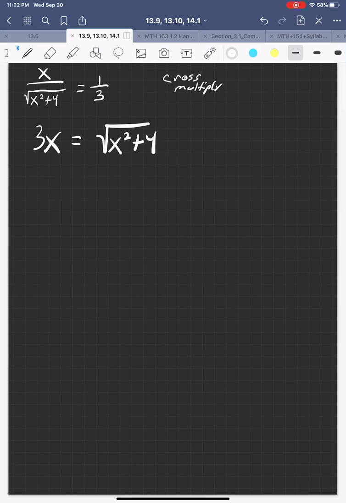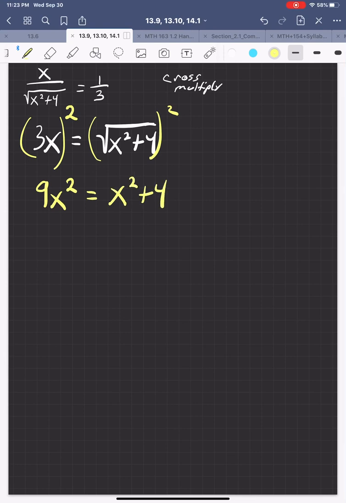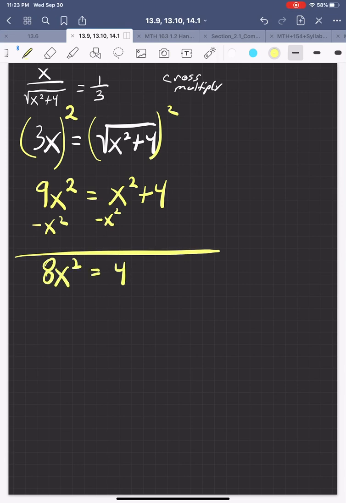All right, let's go ahead. I need to get rid of that square root, right, if I want to solve for x. So I'm going to square both sides. That gives me 9x² is equal to x² + 4. Let's subtract x² from both sides. If I have 9 x-squareds and I take away 1, I have 8 of them. 8x² is equal to 4. That means x² is equal to a half.